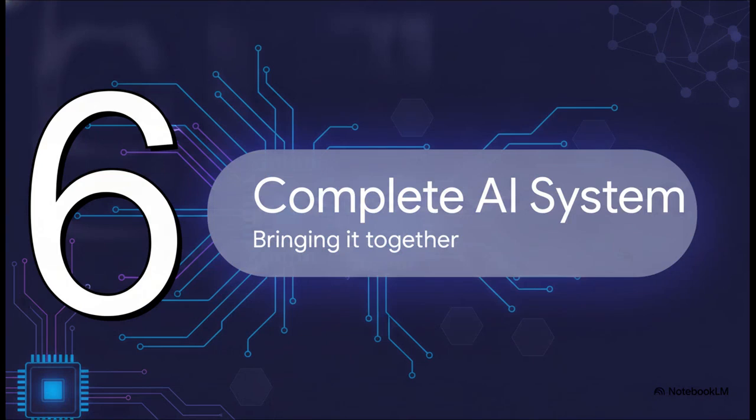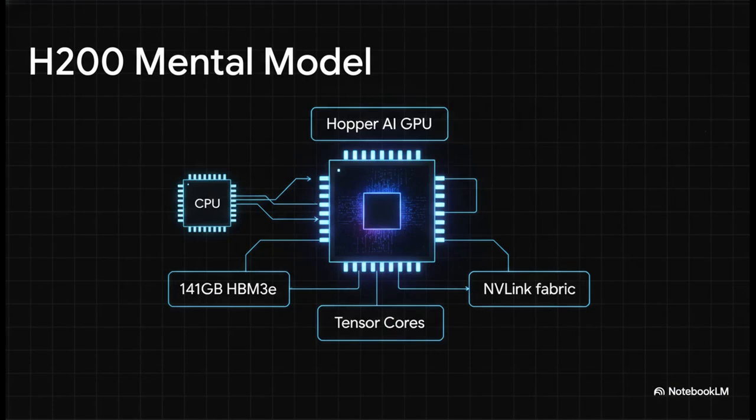Finally, Section 6, the complete AI system, bringing the components together. While the H200 is undeniably powerful, it doesn't work alone, right? It forms a heterogeneous system alongside the server's CPU. To really understand this relationship, it helps to build a mental model. The H200 brings the massive memory, that 141 gigs of HBM3E, the extreme 4.8 terabytes per second bandwidth, and the highly parallel tensor cores to the table.